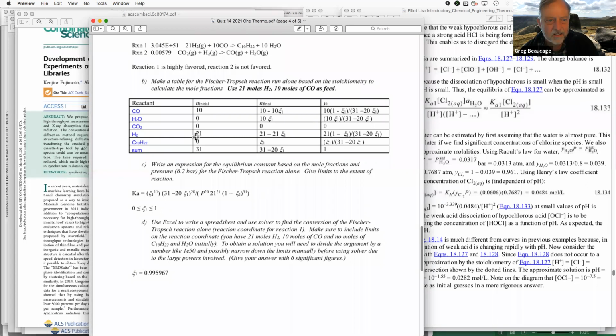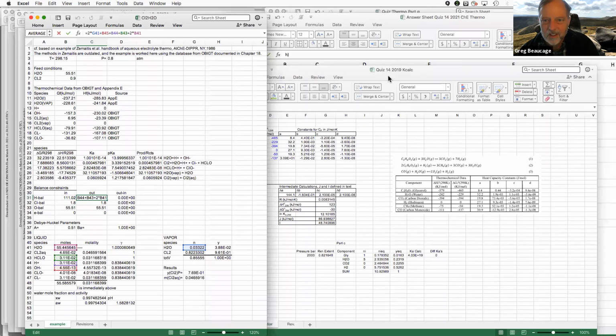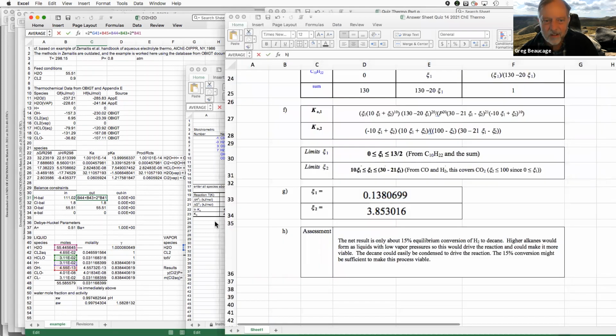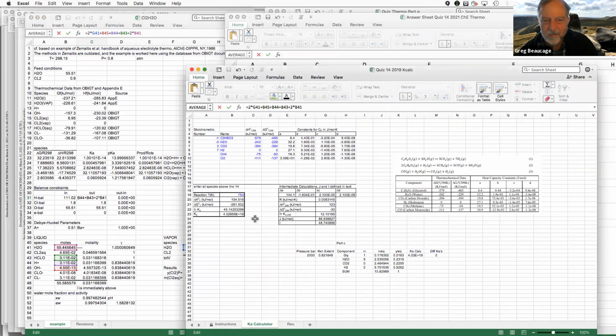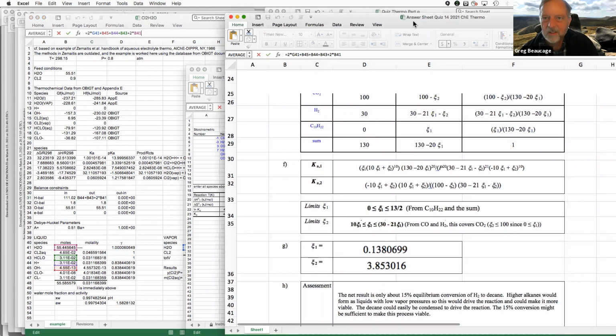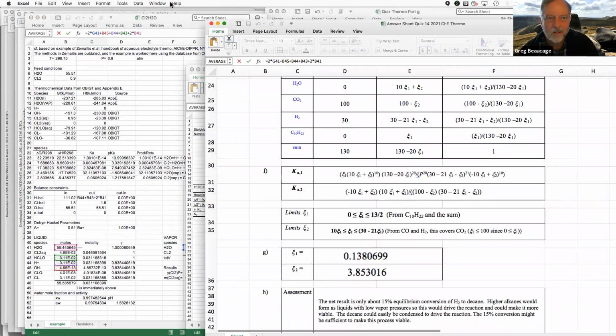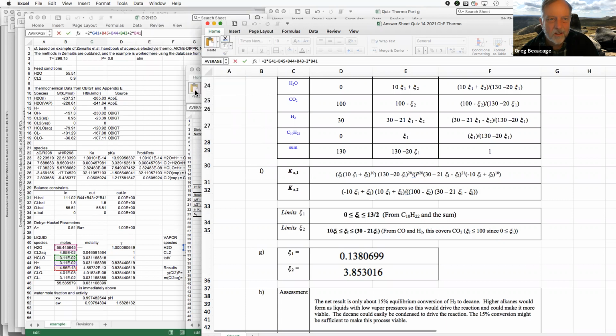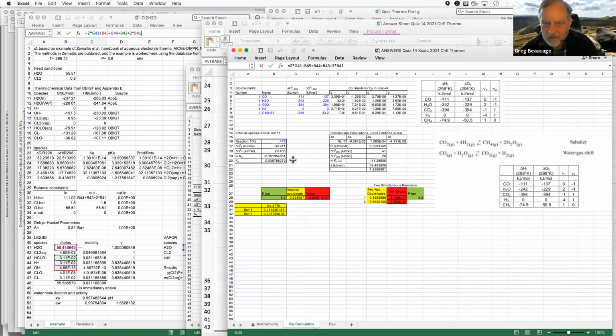Let's see, I think I have the Excel open. Quiz 14 K-Calc. That's the K-Calc part. That was kind of straightforward. Just put in the stoichiometry. And then this part is just the answer sheet. And then where's the other part of it? K-Calc thermal part G. Answers. Yeah, that's the calculations. So I minimized this.